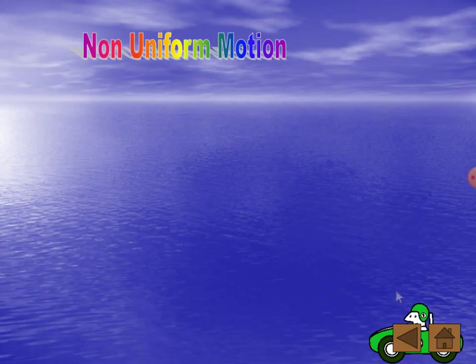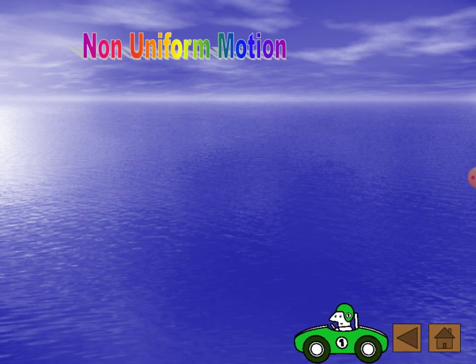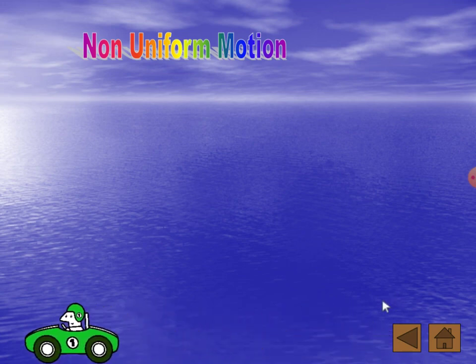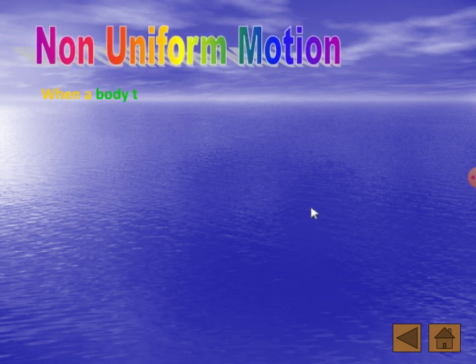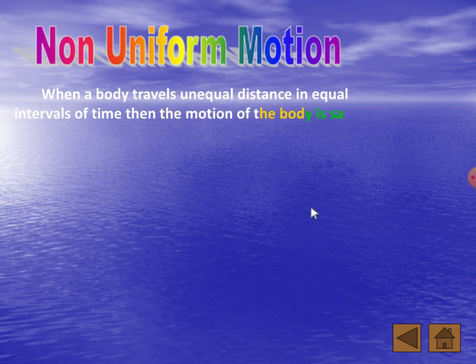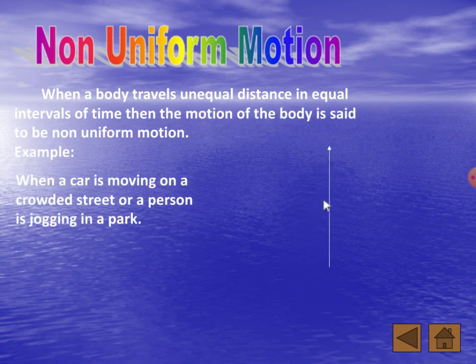Let's see the second slide, for non-uniform motion. This is for non-uniform motion. See, it starts, it moves. The car doesn't move with a uniform speed. It moves very slow. Sometimes it stops, again it takes up its speed, like that. Such type of motion we call non-uniform motion. For that type of motion, what happens? The distance traveled in a unit time will not remain the same.